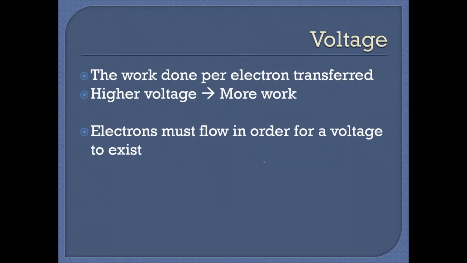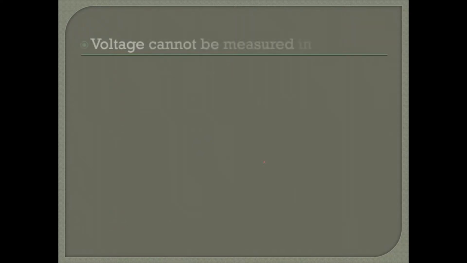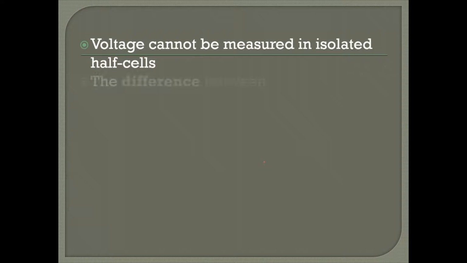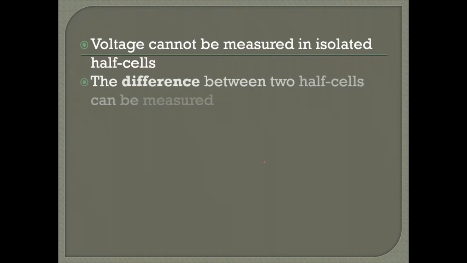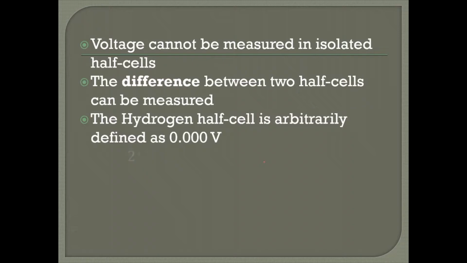Now, voltage cannot actually be measured in individual half cells, despite us having voltage values for individual half cells in our table of standard reduction potentials. But that's actually not entirely true. We can measure voltages as the difference between two half cells. And the reason why we have voltages for all our other half cells in our table is because we always reference them to the hydrogen half cell.